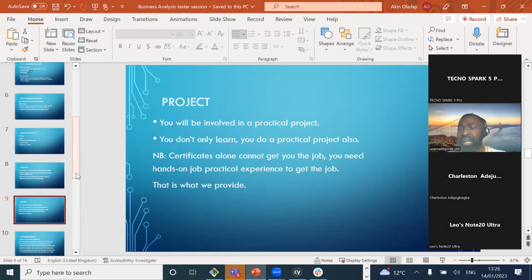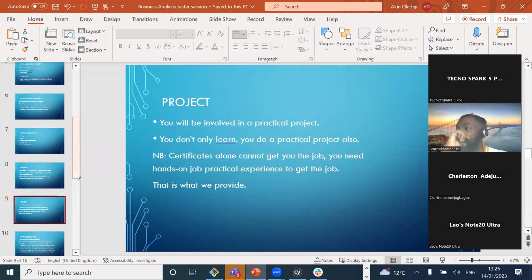At the bottom of the slide, you can see certification alone cannot get you the job. You need hands-on practical experience. Many people will come to me asking if we give certification, or what professional certification they should write. Me personally, or the company personally, we don't preach certification. It's a good thing to have, fine.